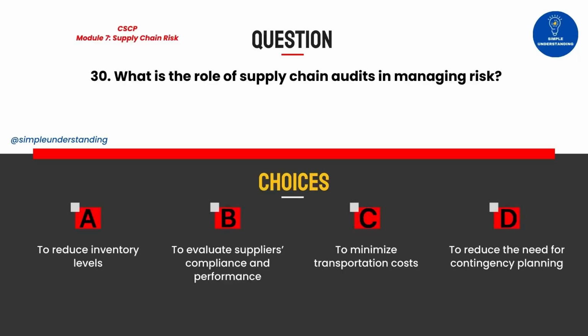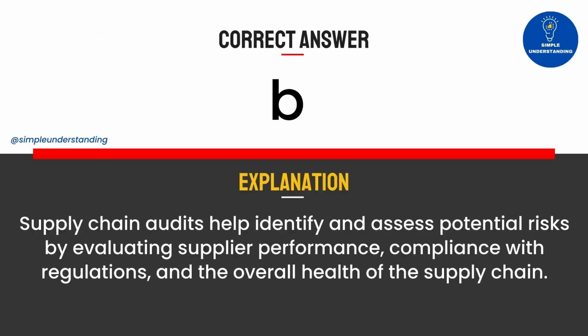30. What is the role of supply chain audits in managing risk? A. To reduce inventory levels. B. To evaluate suppliers' compliance and performance. C. To minimize transportation costs. D. To reduce the need for contingency planning. Correct answer, B. Explanation. Supply chain audits help identify and assess potential risks by evaluating supplier performance, compliance with regulations, and the overall health of the supply chain.